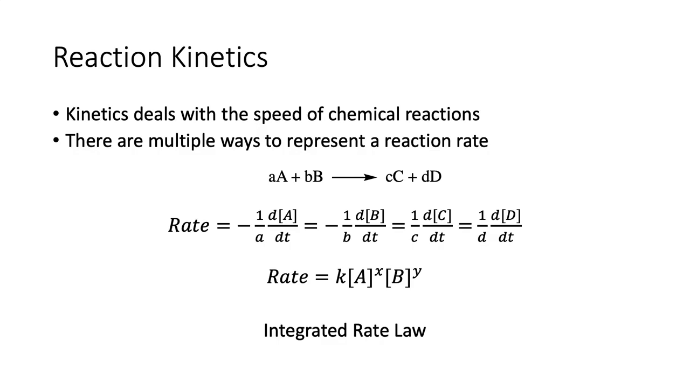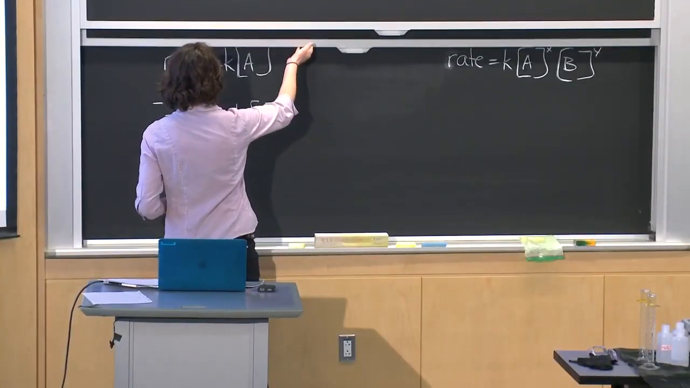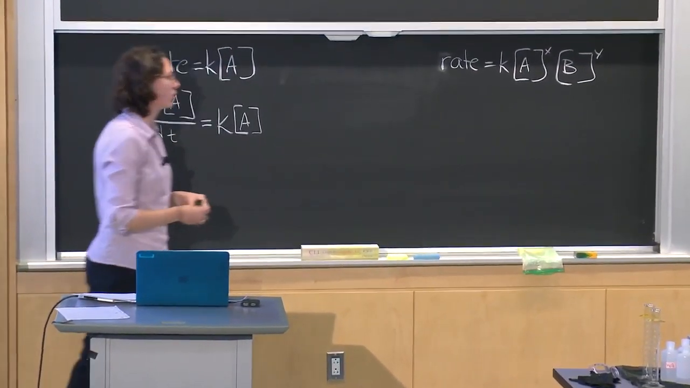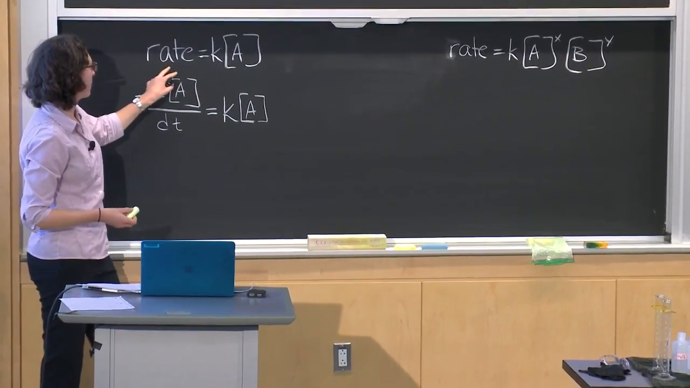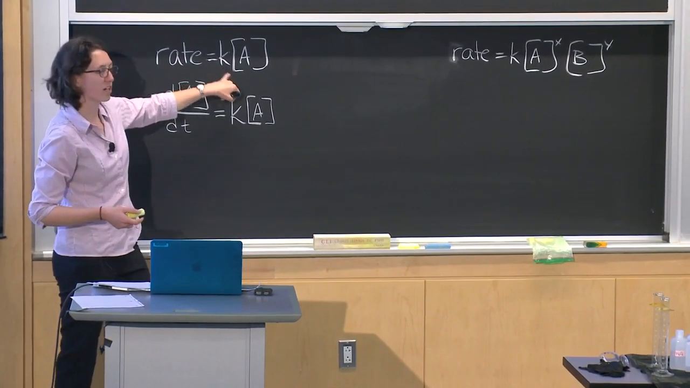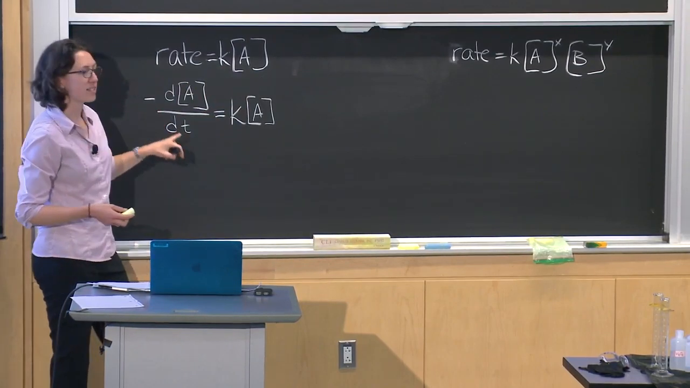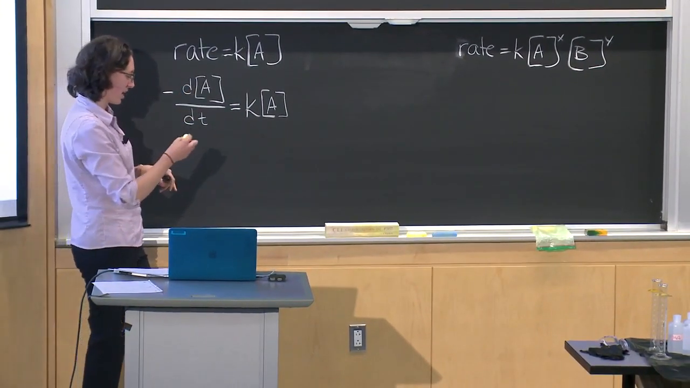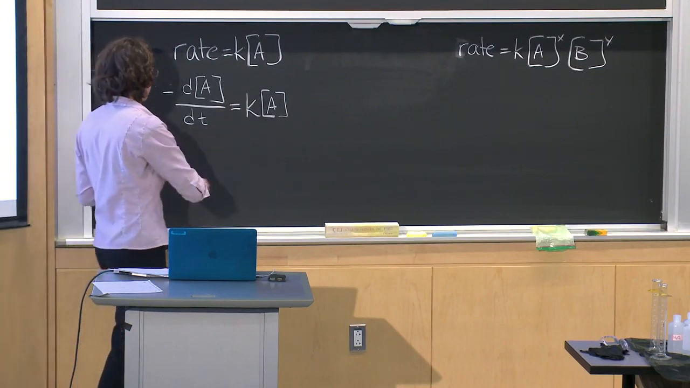And you can also write an integrated rate law, which you may have seen before. So integrated rate laws deal with one reactant at a time. And so if we look at A, we can write, if there's only A, we can write the rate of A equals the rate constant times A. Or we can say that the rate is equal to the disappearance of A over time. And you can take the derivative of this.